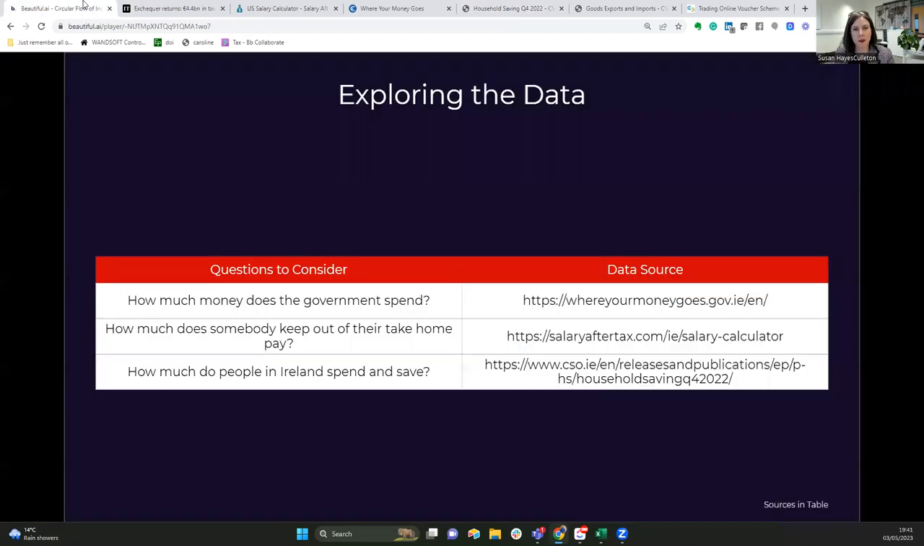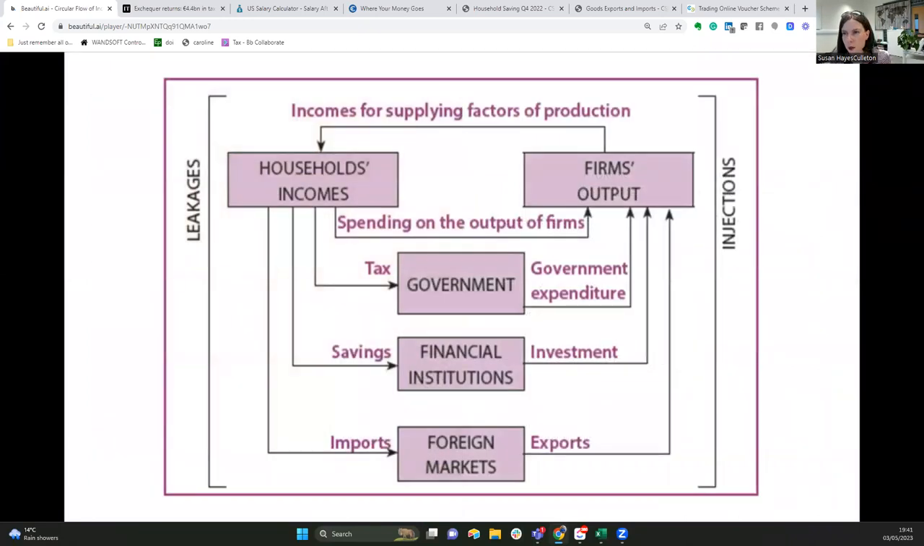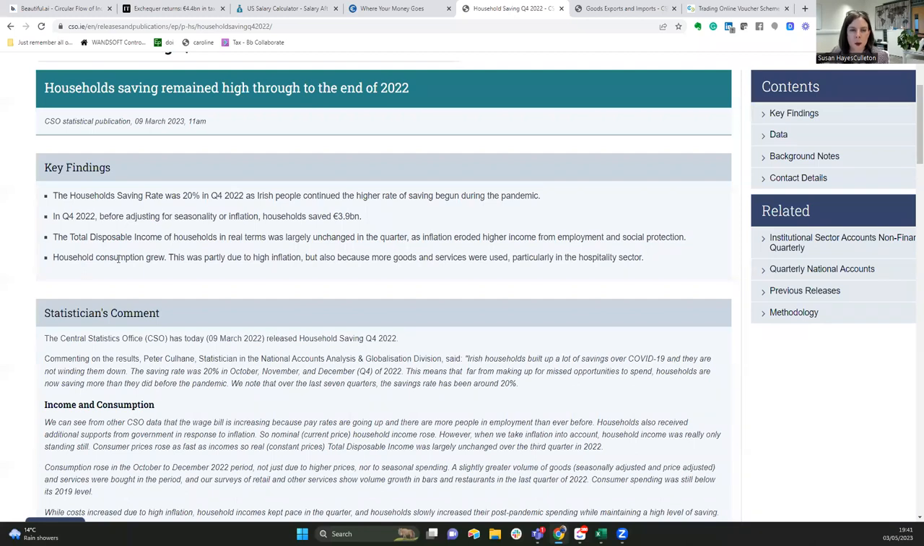So here, as you can see, savings is another leakage, because that is money that is not being spent. So in this case, the total disposable income of households in real terms was largely unchanged in the quarter as inflation eroded higher income from employment and social protection. So in essence, in the last budget, there was more money provided in social protection and wages are rising, not equally. And they certainly didn't rise last year at the pace of inflation, but wages, broadly speaking, are rising.